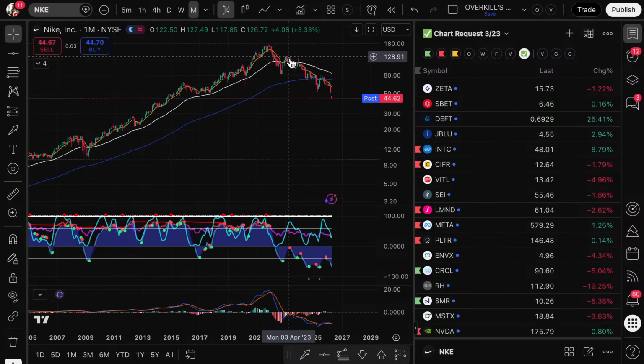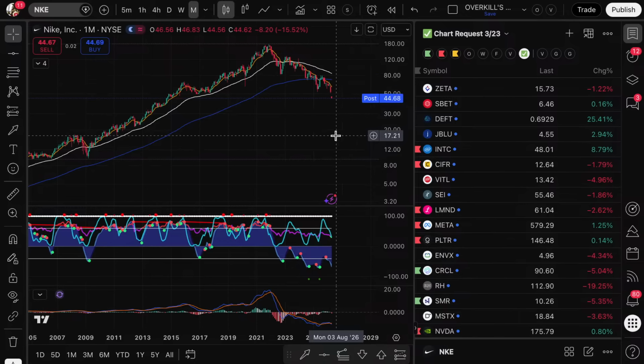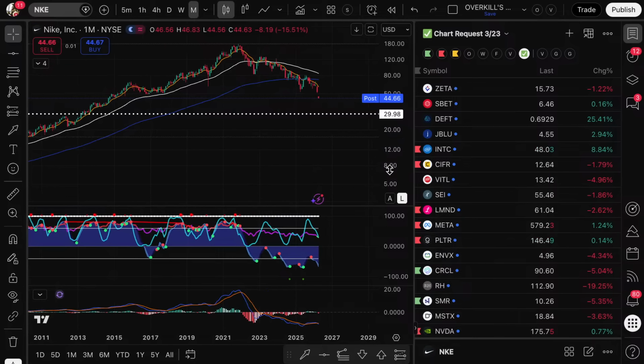It's down from 180 all the way down here to 44. This thing is just getting hammered. This is a falling knife. I mean, they're trading at like a 30 PE ratio. So in reality, the price to earnings, they're still considered expensive. I'd be looking to pick up Nike down here at around 30.